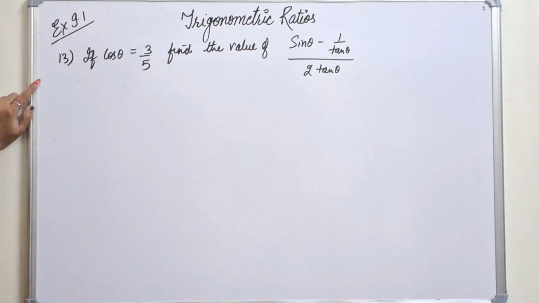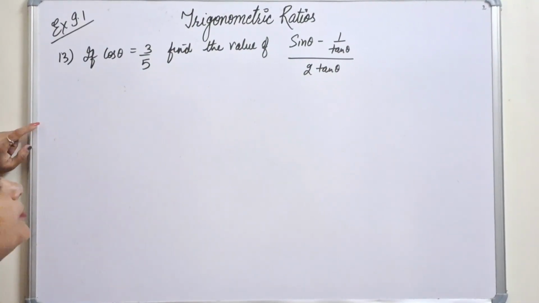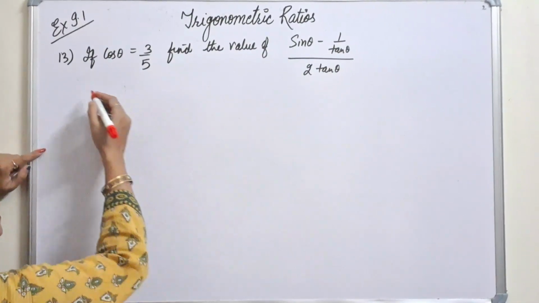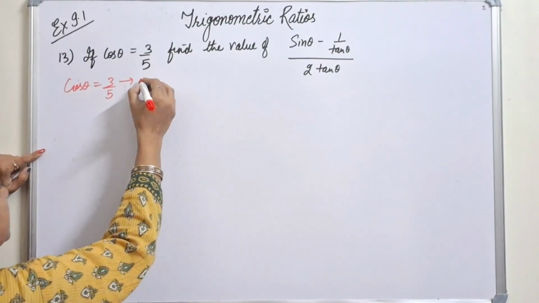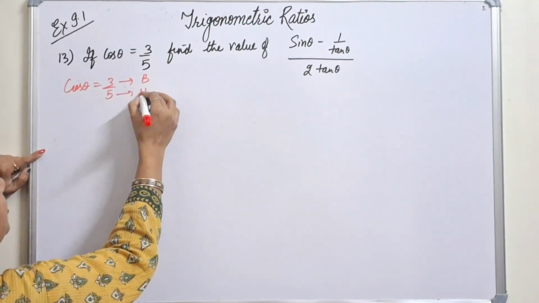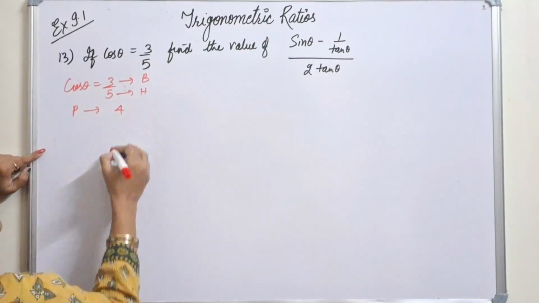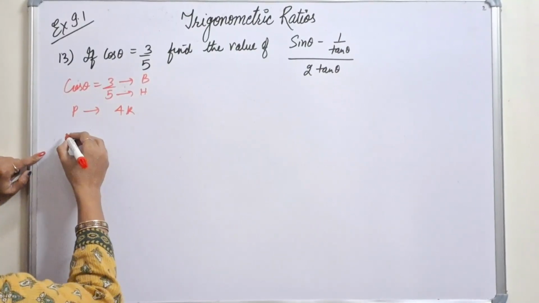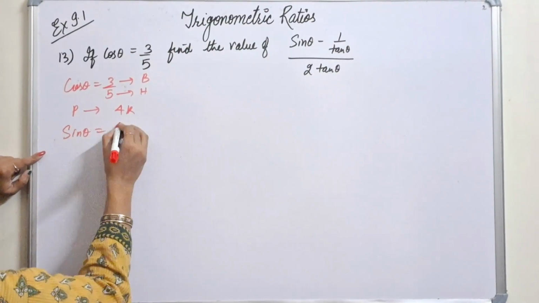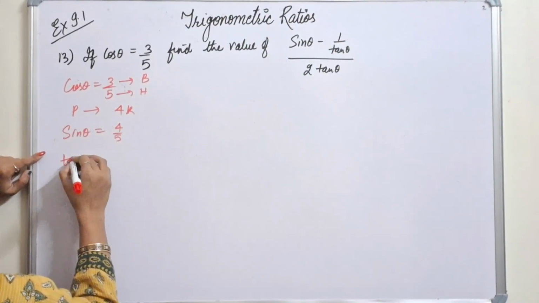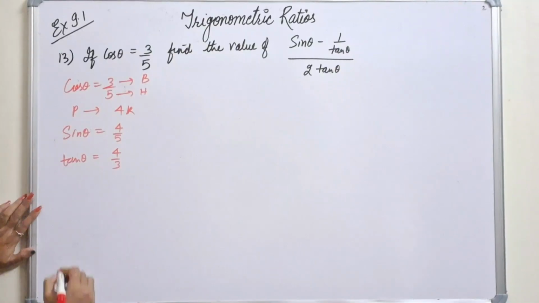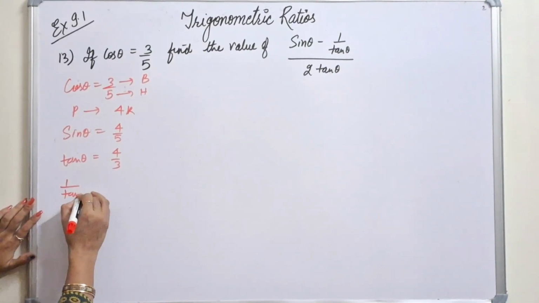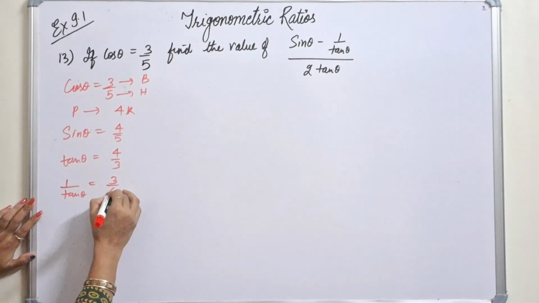Again, same type of question. Cos theta is equal to 3 upon 5. Find the value of this. So cos theta 3 upon 5. This is base and this is hypotenuse. So perpendicular will be 4k. So sin theta will be 4 upon 5 and tan theta will be 4 upon 3. And 1 upon tan theta, that is cot theta, it will be 3 upon 4.